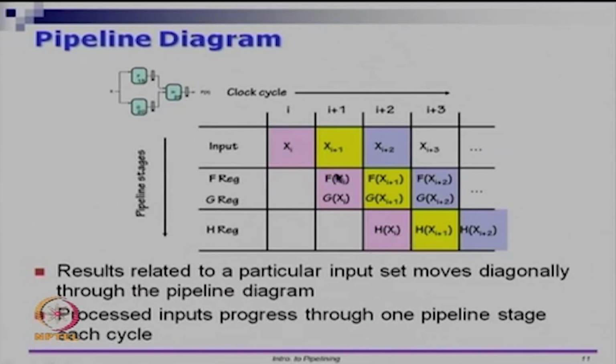So, the results related to a particular input move diagonally across the pipeline diagram, and the inputs progress through one pipeline stage at a time. So, from the external input it goes to stage 1 and then goes to stage 2, it gets out of stage 2 at time step 2 away, and this goes through one step at a time. So, this kind of a pipeline diagram is useful to imagine what is happening in the circuit.